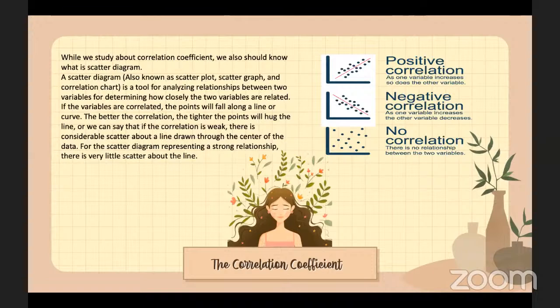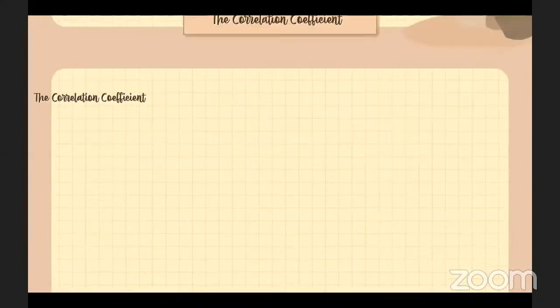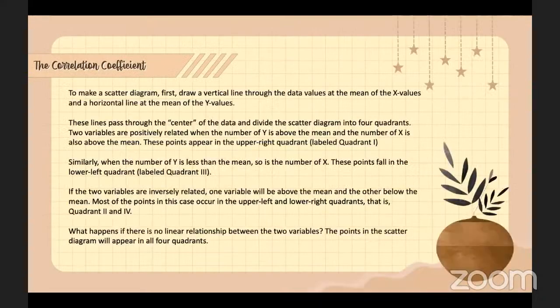And the next is how to make a scatter diagram. To make a scatter diagram, first draw a vertical line through the data value at the mean of the x values, and a horizontal line at the mean of the y values. These lines pass through the center of the data and divide the scatter diagram into four quadrants.